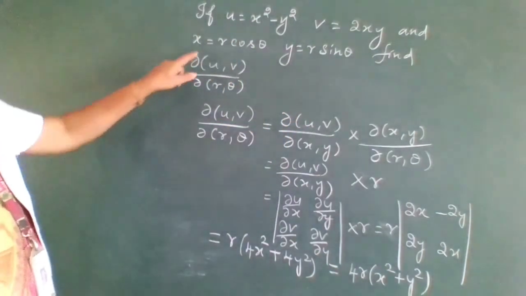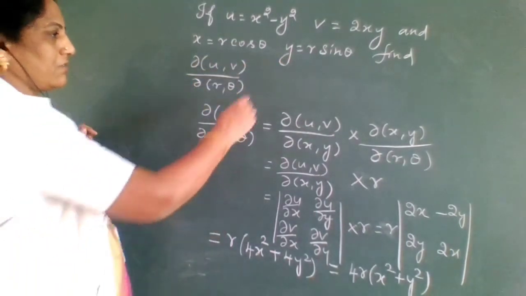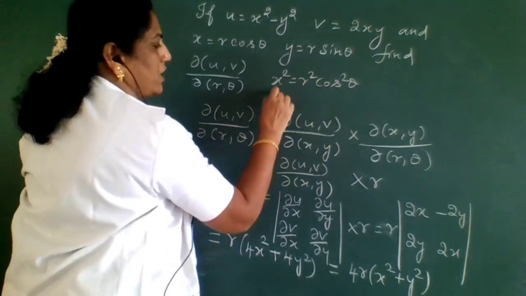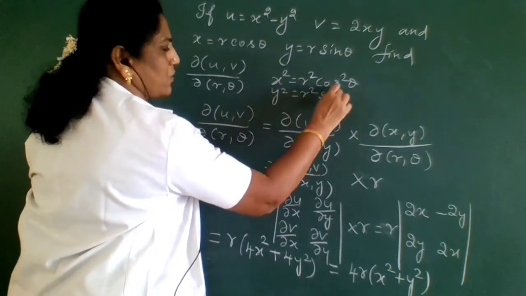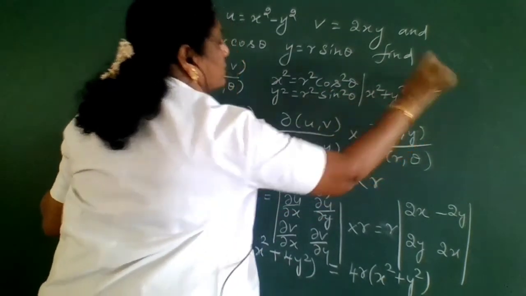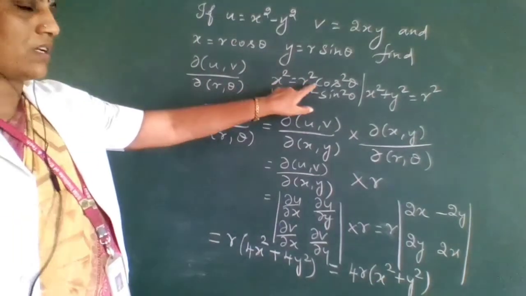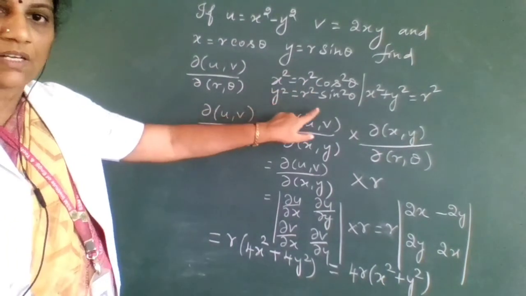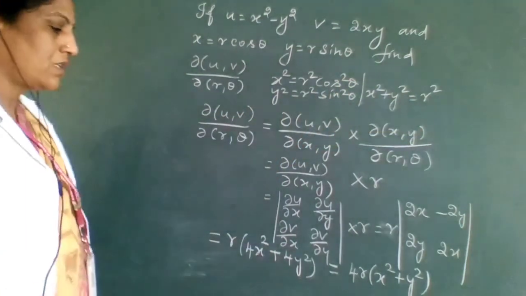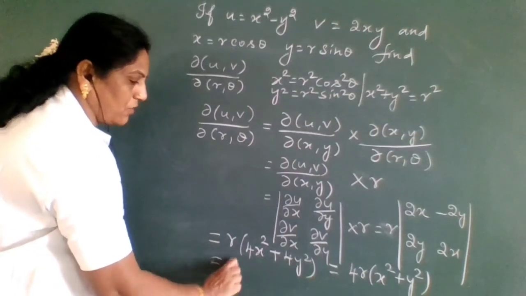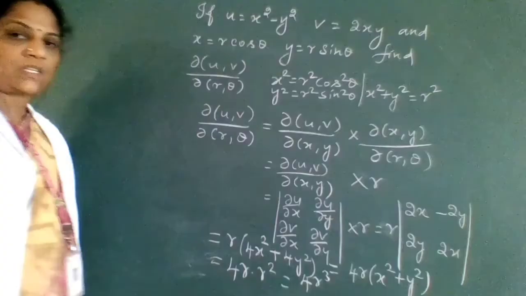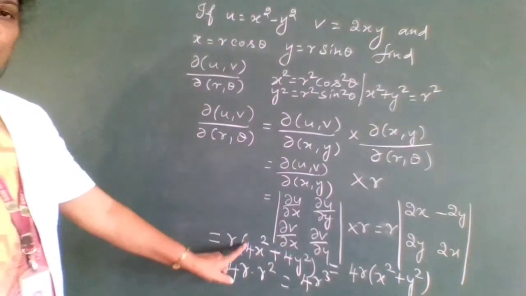And we know that x squared equals r squared cos squared θ, and y squared equals r squared sin squared θ. So if we add these two, we have r squared. So x squared plus y squared equals r squared. Using that value here, we have 4r into r squared equals 4r cubed. So the final value is 4r cubed.